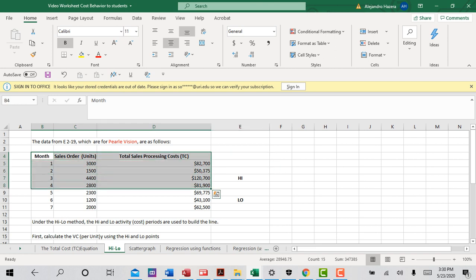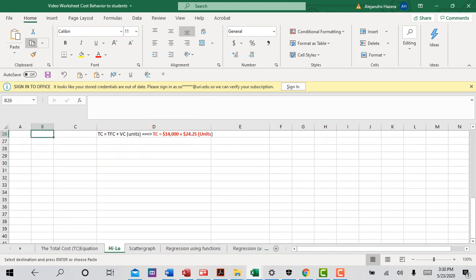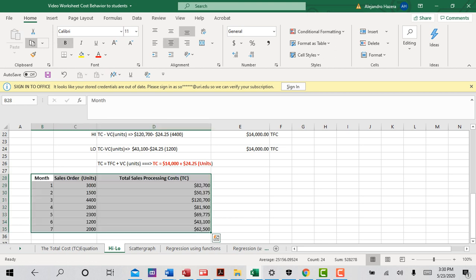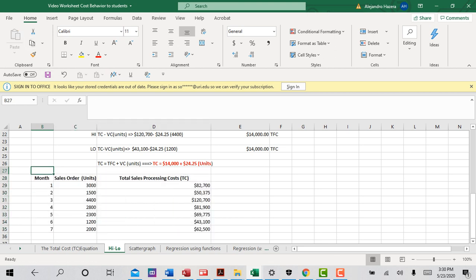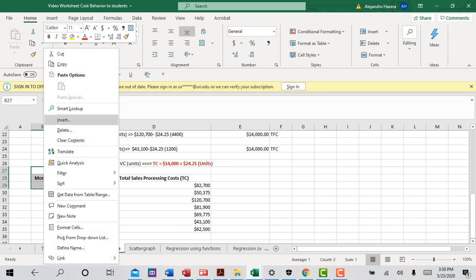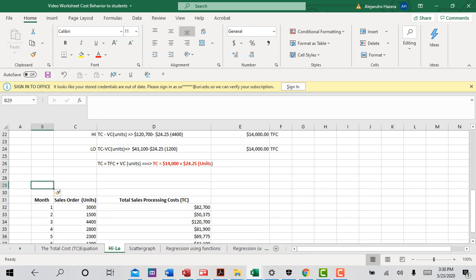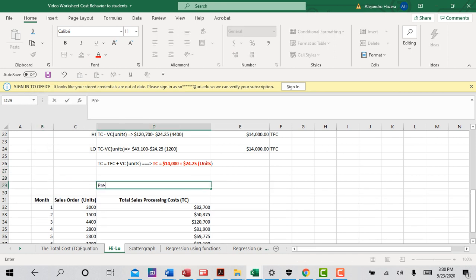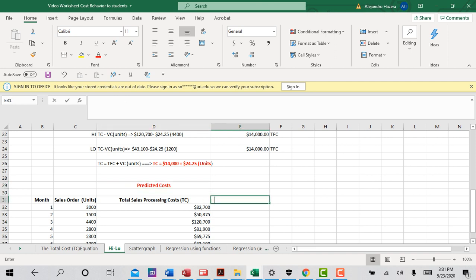You do this in order to predict future costs. So I'm going to go ahead and copy the original data down here, and insert a couple of rows there. And I'm going to say that these are your predicted costs. I'm going to just show you what you do with these equations. You're going to use the equation to predict costs for the future.